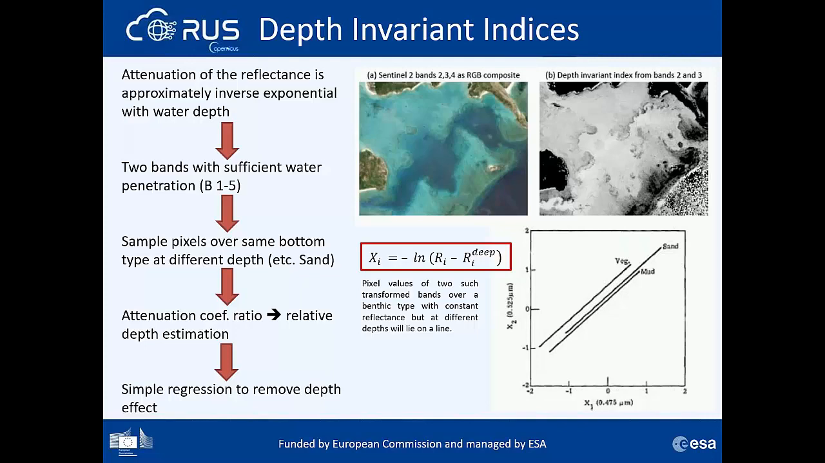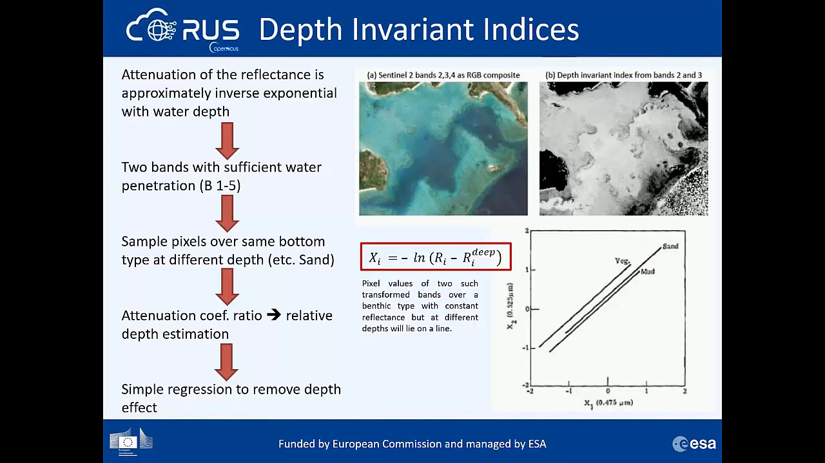So then we need to create pixel samples, or sample polygons, over the same types of bottom cover, or bottom surface, such as, for example, bright sand, at different depths. If we know that the reflectance should be the same, however, the reflectance is being changed by the attenuation within the depth of the water, we can then estimate from this the attenuation coefficient ratio between these two bands, and we can then estimate the relative depth. And through a simple regression, we can remove the effect of the depth on the reflectance and create this depth invariant index.